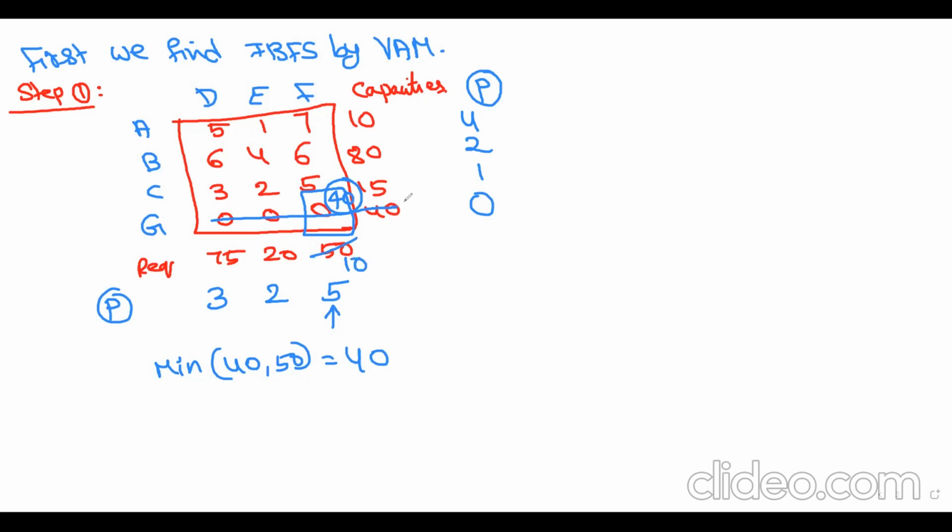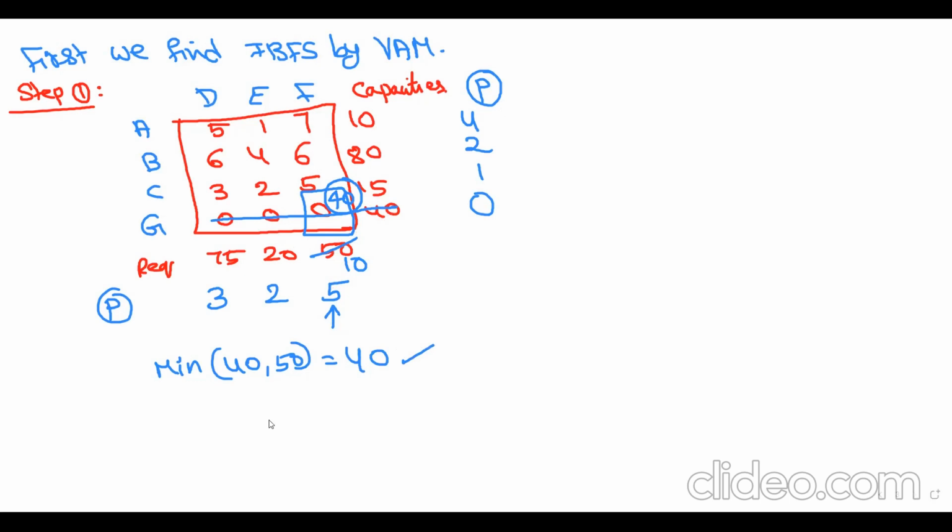Step 1 is over. So see once again, the highest penalty is 5, corresponding to the F column. In the F column, the least element is 0. For this, we allocate the minimum of 40 and 50, because the corresponding row has 40 and the corresponding column has 50. The minimum of 40 and 50 is 40. So I allocated 40. Step 1 is over.